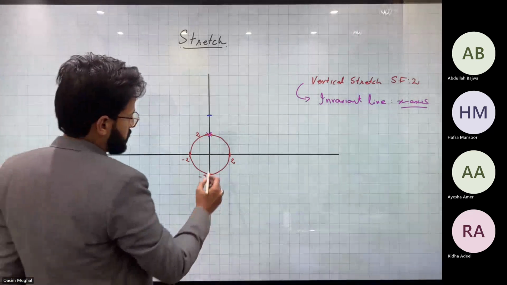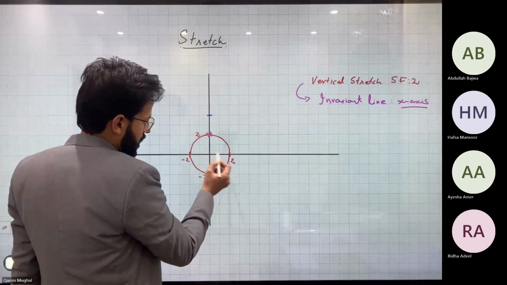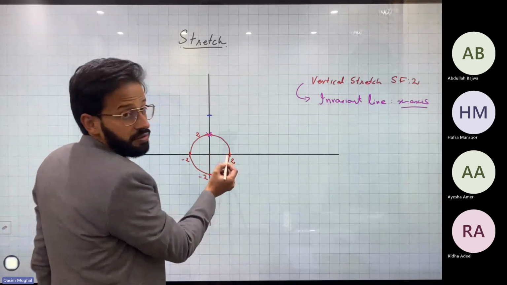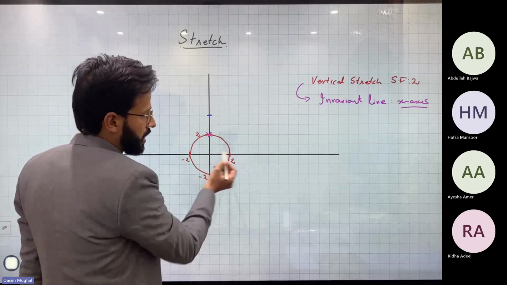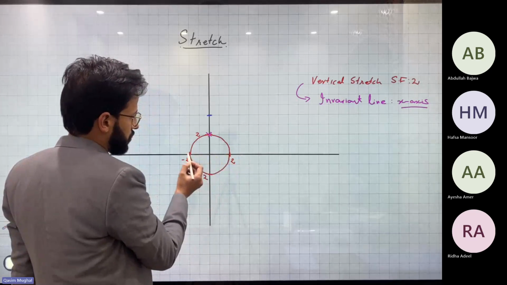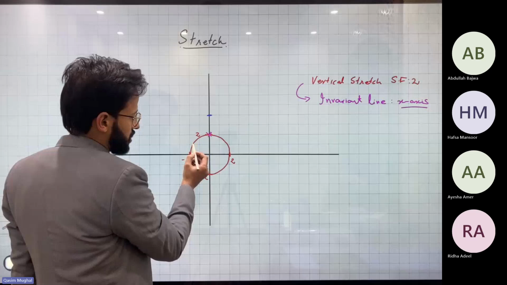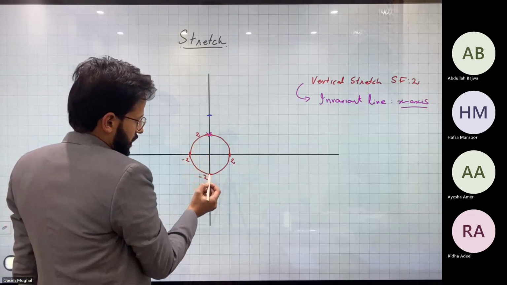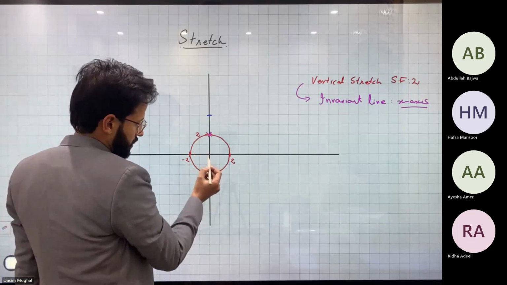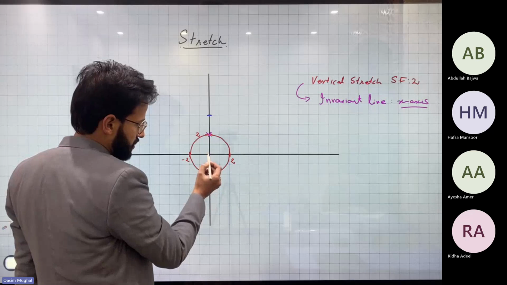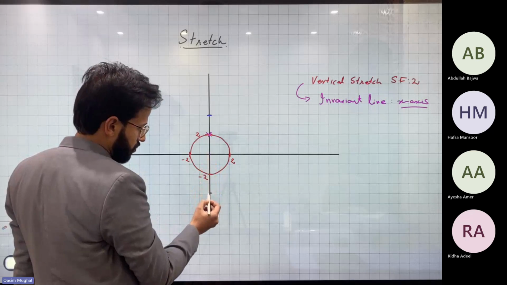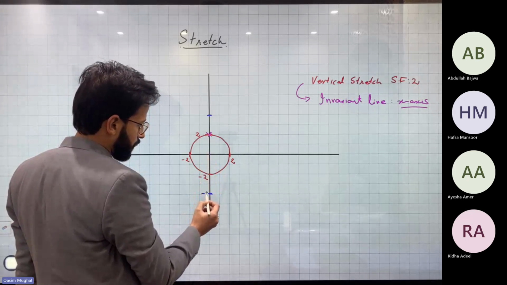All right. Same goes here. This point does not go anywhere, as I stated earlier, because it is on the x-axis. This is also on the x-axis. These points will be stretched definitely. Now let's come to this point. Same 2 units, after the stretch factor, will be at -4.